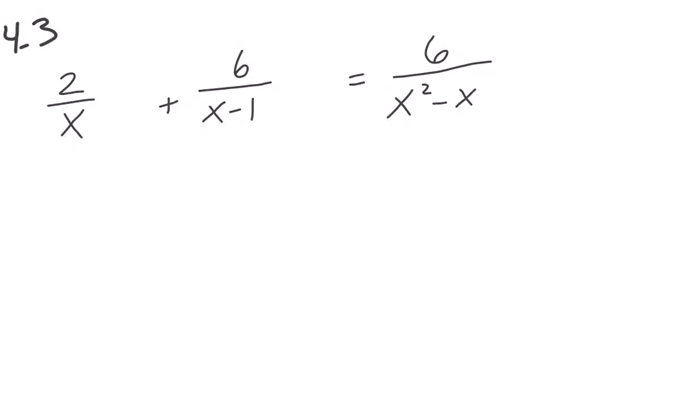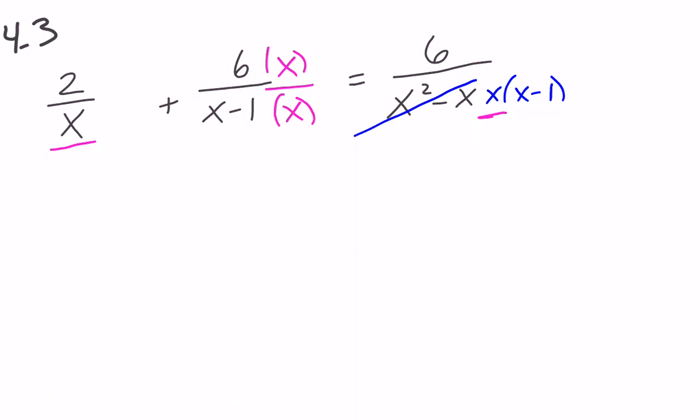The first part of solving rational equations is the same as when we're adding and subtracting. We have to get a common denominator. To do that, I want to factor my denominators. And for sake of space, I'm just going to factor the right side as x times x minus 1. When I do that, I see that two of them have an x, which means this middle one I need to multiply by x over x.